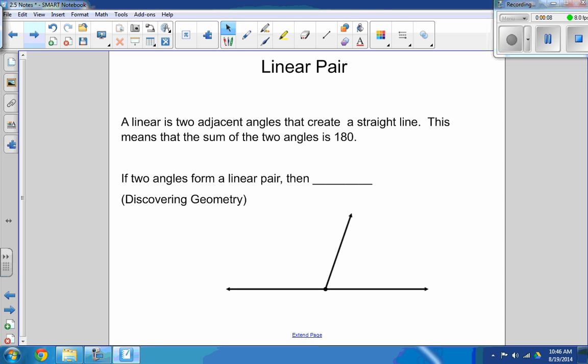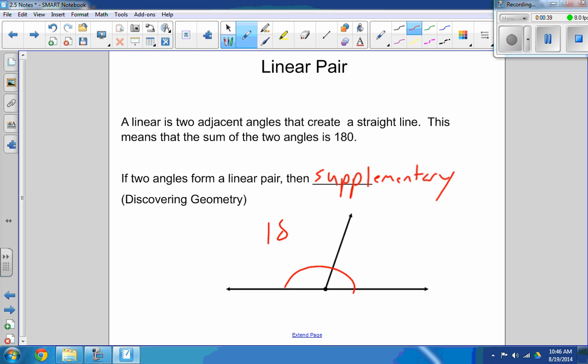So we've gone over previously the idea of a linear pair. A linear pair is two adjacent angles that create a straight line. This means that the sum of those two angles is 180. So if two angles form a linear pair, then they are supplementary. Again, we've gone over this before in unit 1, supplementary. So these two angles add up to 180.